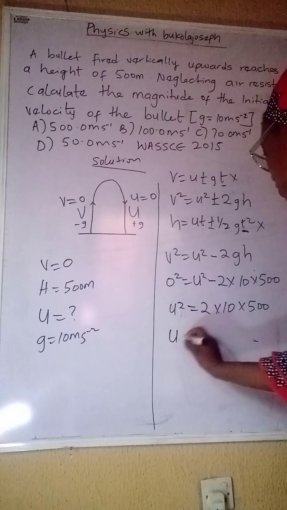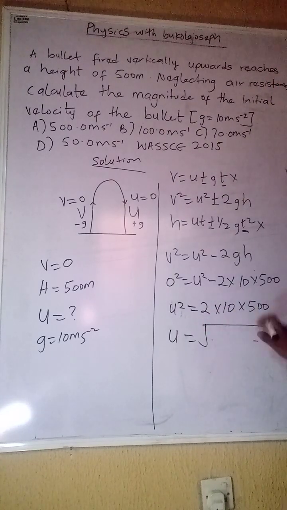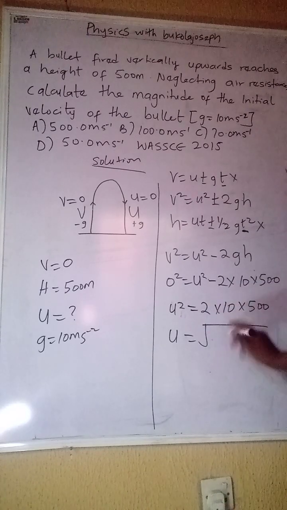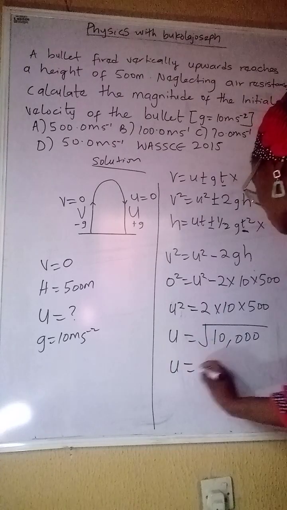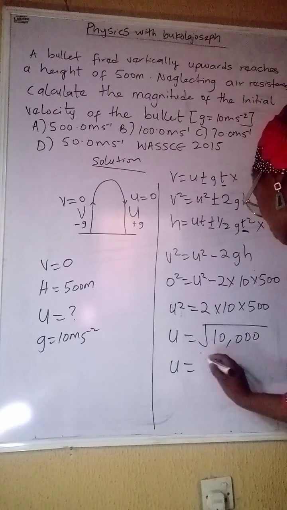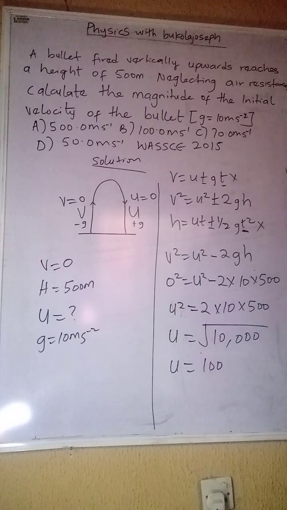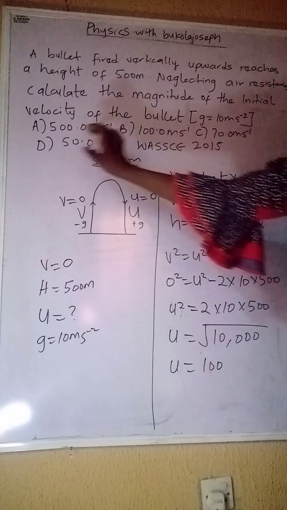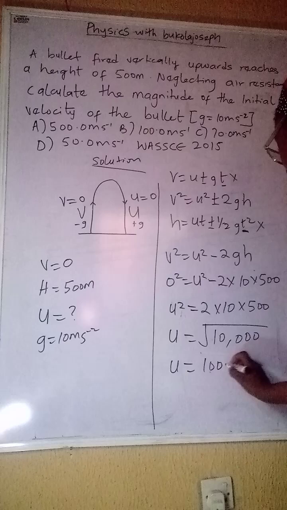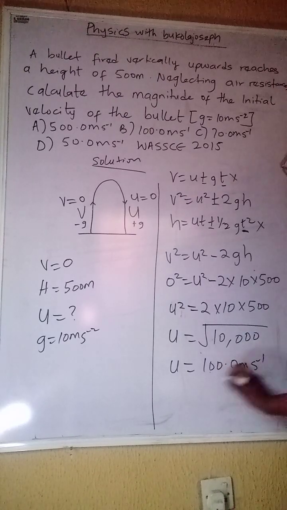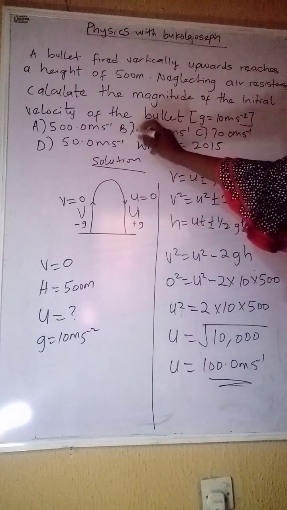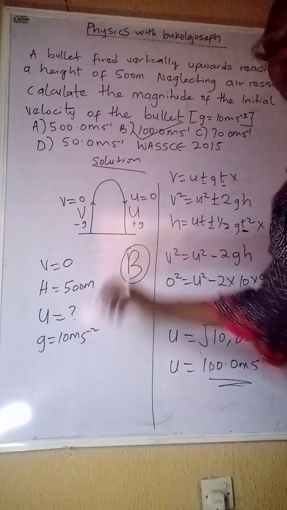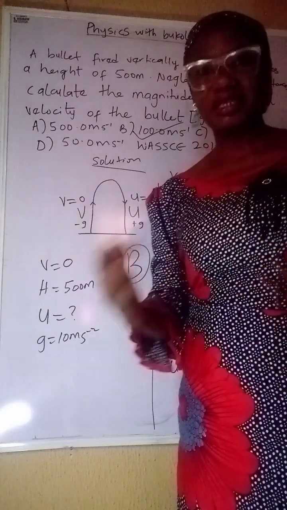So U is equal to the square root of this. 500 times 2 will give us 1000. 1000 times 10 will give us 10,000. The square root of 10,000 is equal to 100. So our answer is 100 meters per second. The options are in 1 decimal place, so let's put our dots, meters per second. Checking the options, this is 500, this is 100. So B is the final answer.